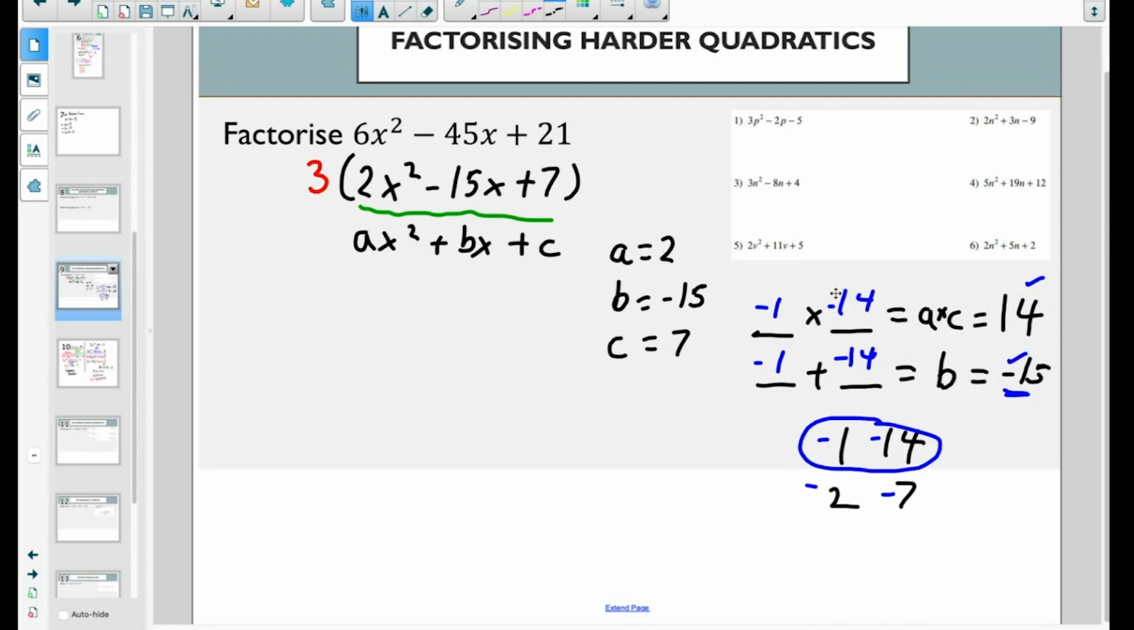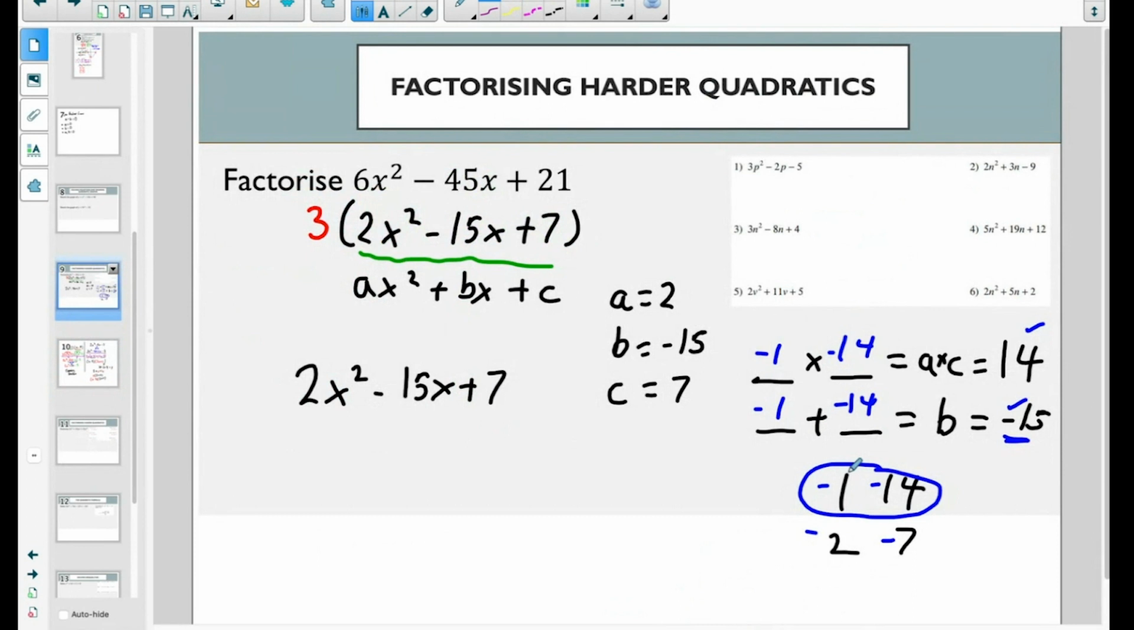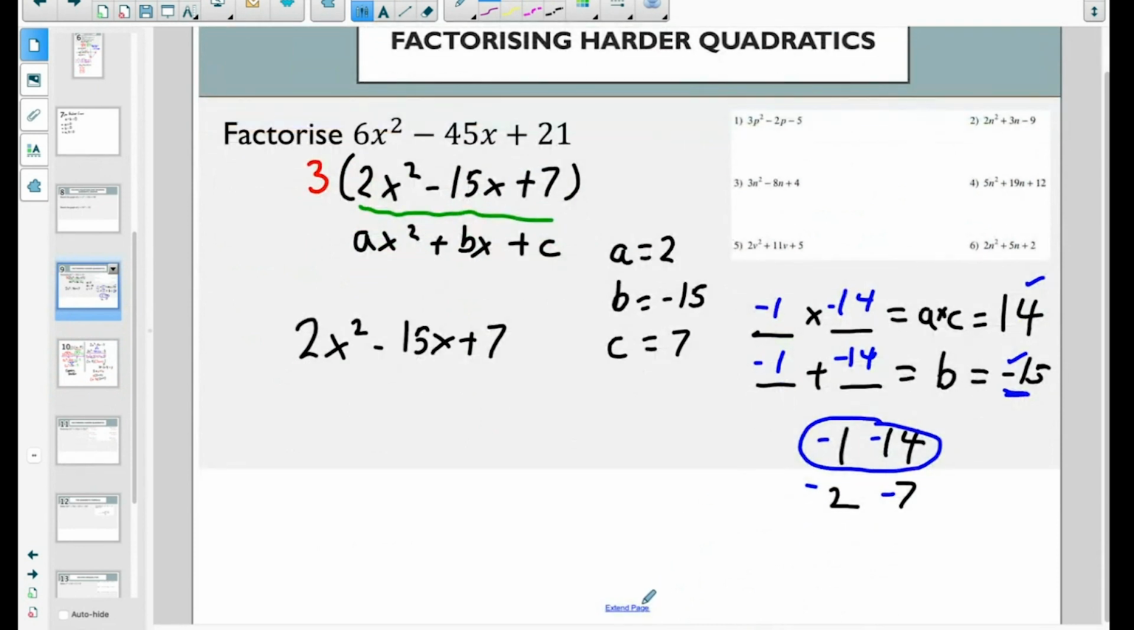I actually like to go back and write this in myself, just to check yourself, because again, the worst thing you can do is choose the wrong combination of numbers and have to restart later on. Okay, so let's go ahead and rewrite this 2x squared minus 15x plus 7. And these two numbers, remember from the previous page, it looked like I pulled numbers out of midair. Okay, this negative 6x plus x, that's what we've just done with this negative 1 and negative 14.